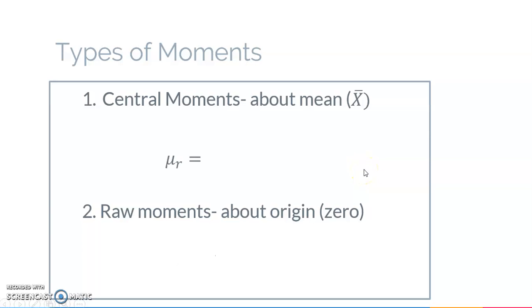Central moment is denoted by mu. r indicates the rth moment. If I want to find out the second moment, the value of r is going to be 2.